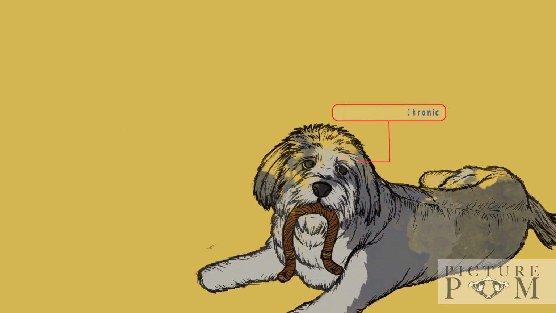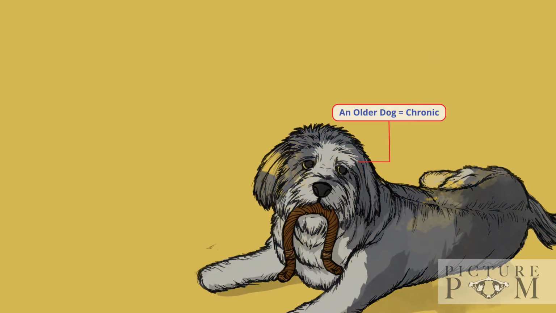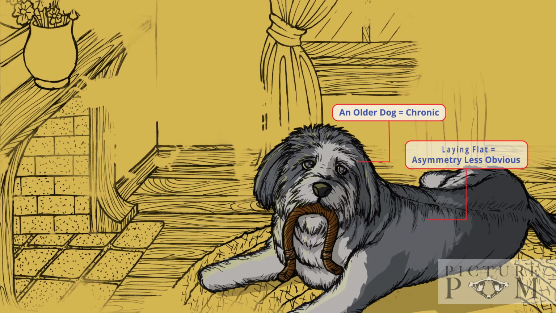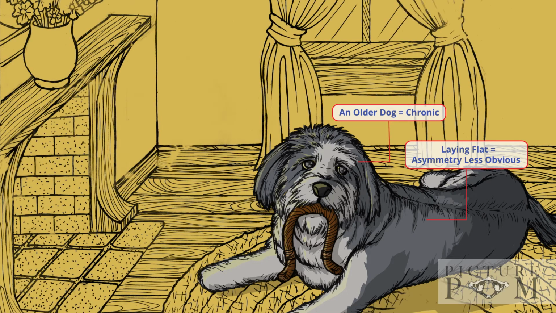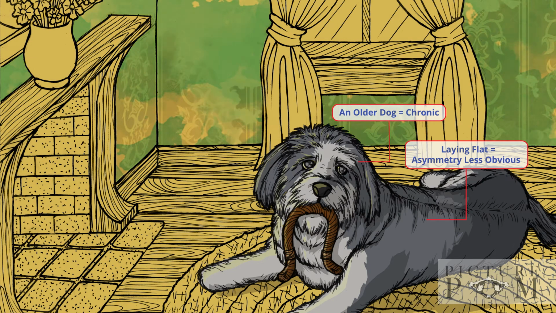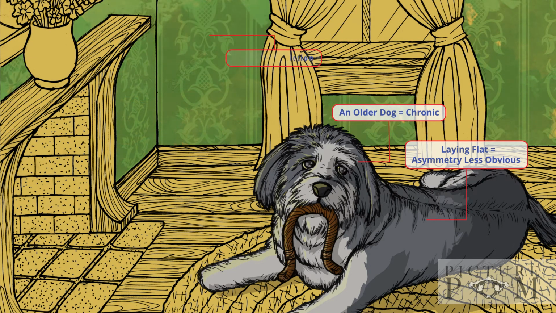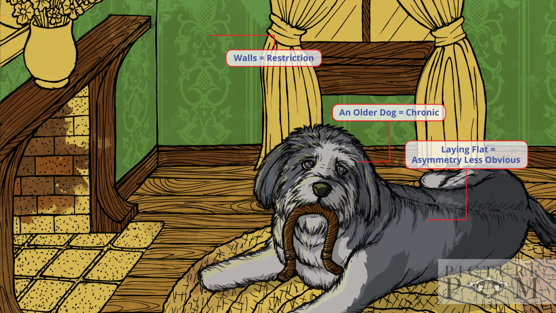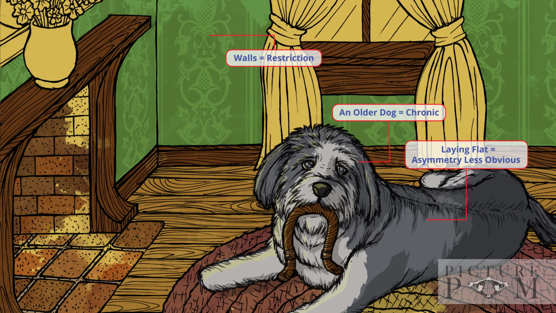To represent chronic, an older dog is depicted here. Although asymmetry is present in chronic dysfunction, the body has made compensations, making asymmetry less obvious, so the dog is laying relatively flat. The dog is confined to a house, which represents restriction, but there is no shock collar. This should remind you that although restriction is present, there is decreased or no pain present.